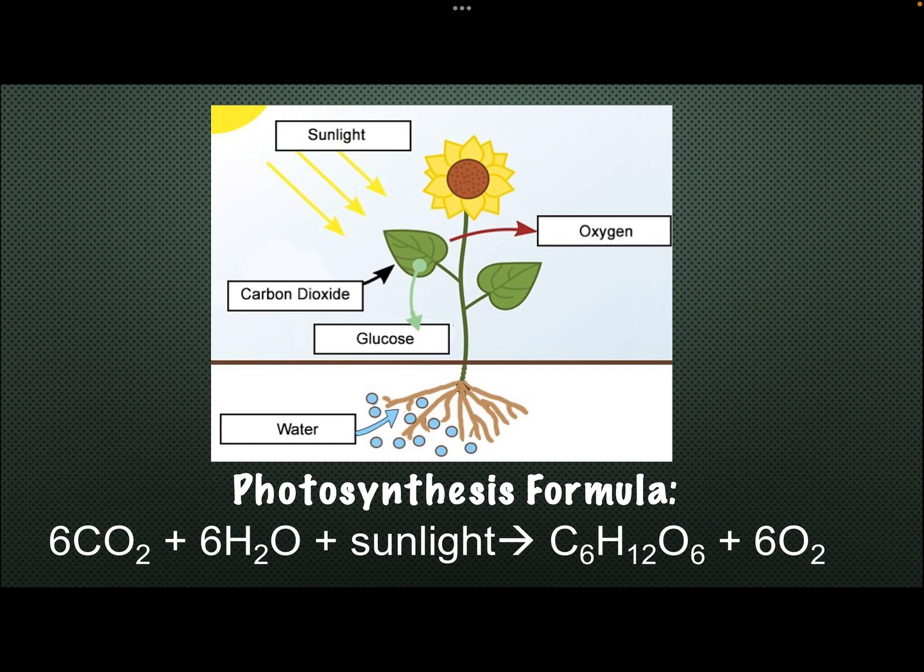This is the formula for photosynthesis. It is 6 CO2 plus 6 H2O plus sunlight yields C6H12O6 plus 6 O2. What we are going to do is break this down and discuss each part of the chemical equation of photosynthesis in a little bit more detail.